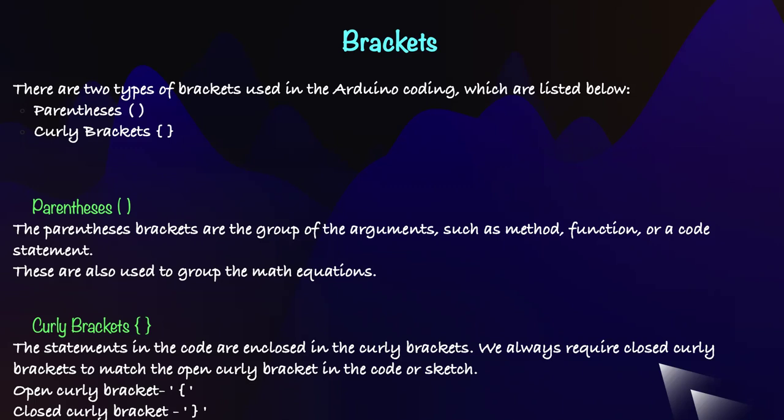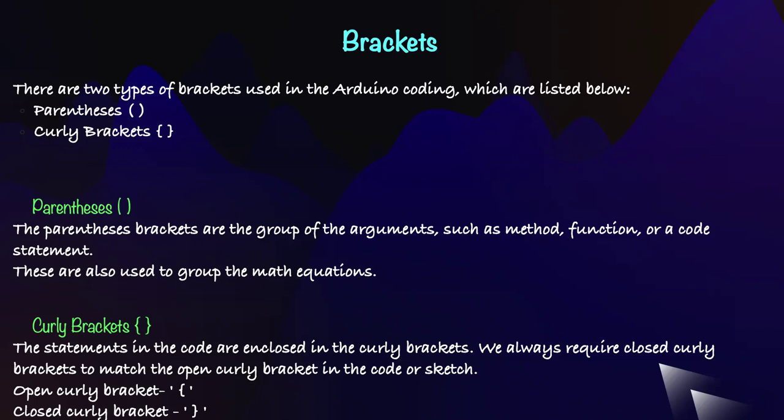All right, where are parentheses used? The parentheses brackets group the arguments of a method, function, or a code statement. These are also used to group math equations. So for example, if you are giving a condition, or beginning a loop, or ending some loop, then you are going to use the parentheses. I'll show you when we'll be doing the coding.